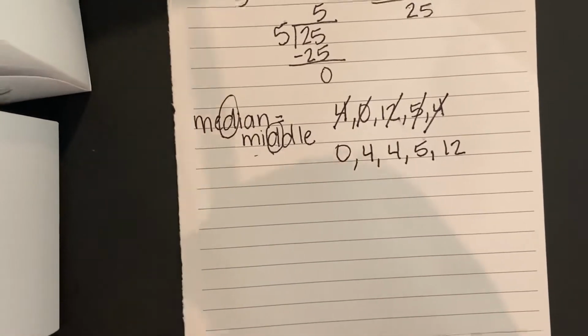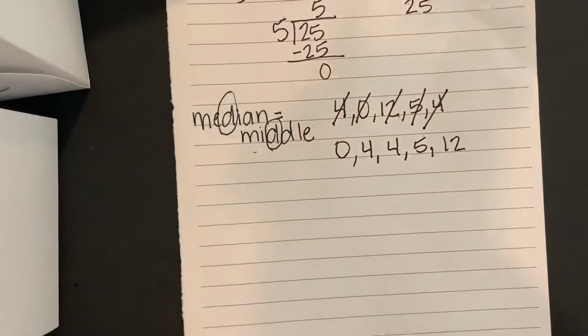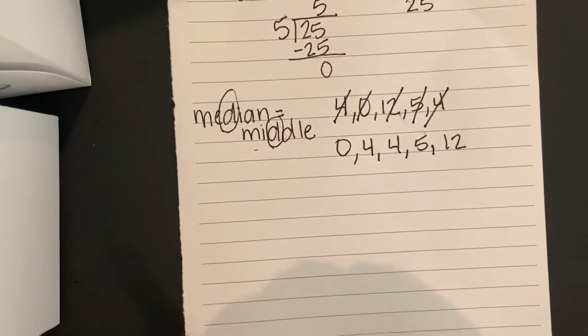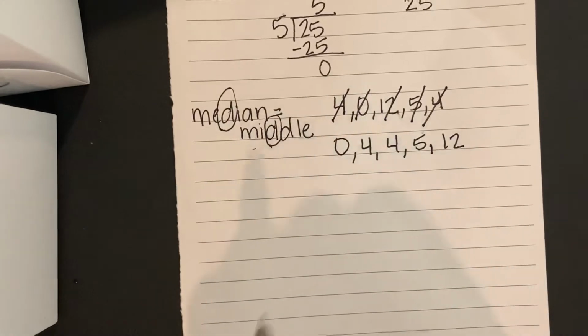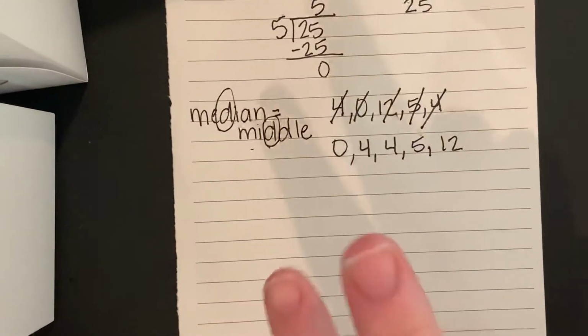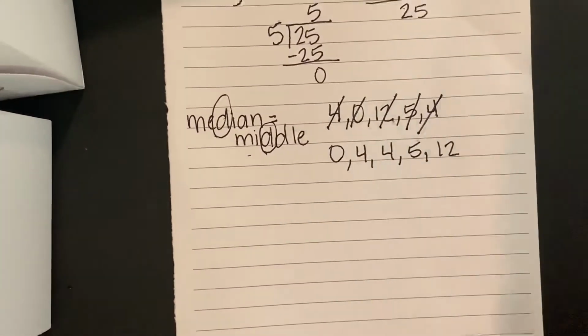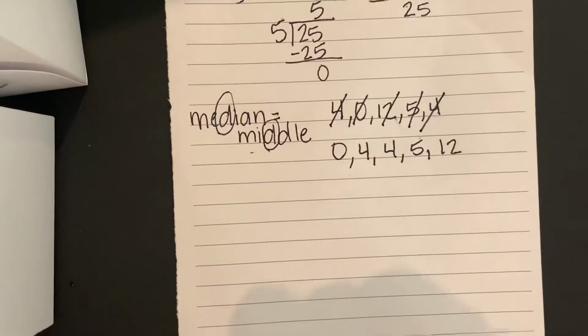You're looking for the number that is in the very middle. Now, if you have an odd set of numbers like we do here, we have 5 numbers, then the middle is going to come down to one specific number. If you have an even amount of numbers, then you're going to have 2 numbers in the middle, and I'll show you that in a minute. Okay, so what we're going to do is we're literally just going to cross them off of each end until we get to the middle.